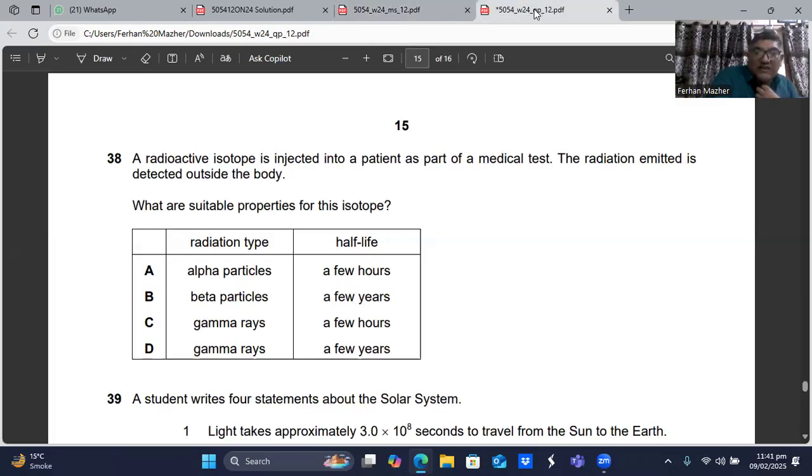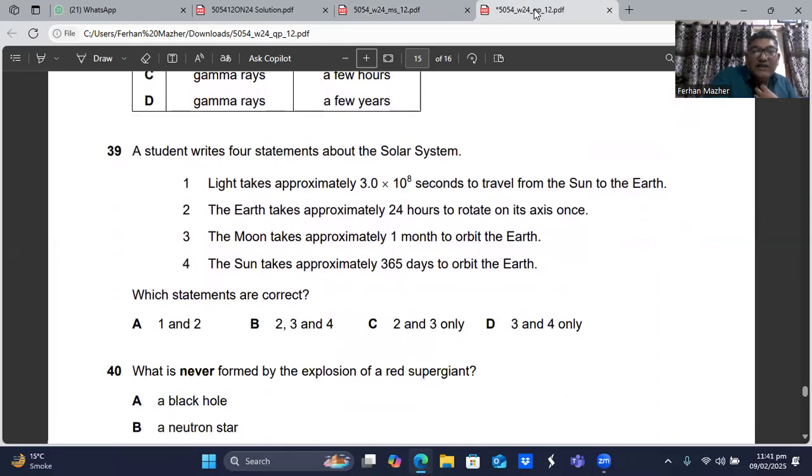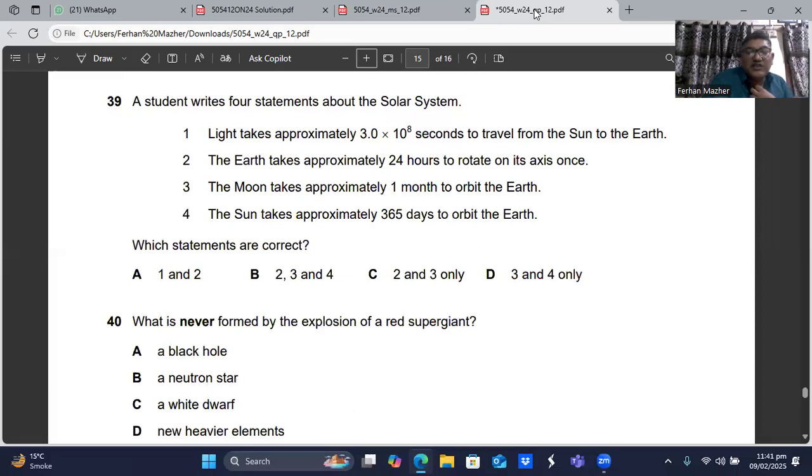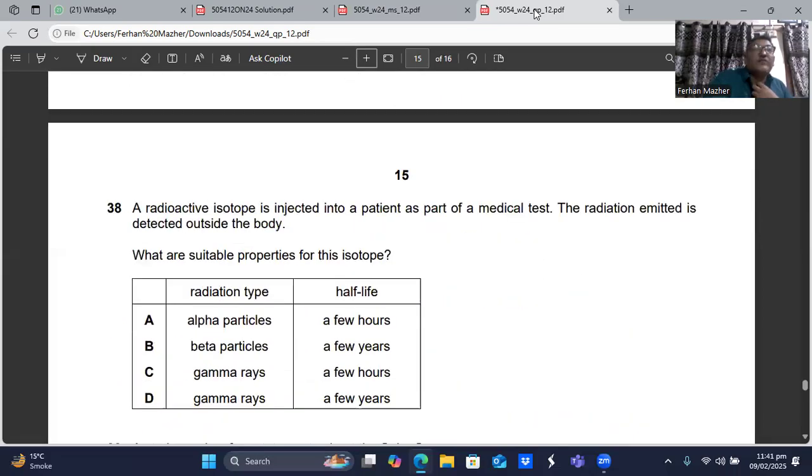I hope you understand why we are not taking the others, because we do not want the patient to remain radioactive for a very long time, and so we have to keep the patient at the hospital only like 4 hours, 6 hours, maybe 10 hours. So its half-life should be in hours. And we cannot use alpha particles because they will not be able to pass through the skin. So I think gamma rays and a few hours. C is the choice, question number 38. C is the right choice, sir.